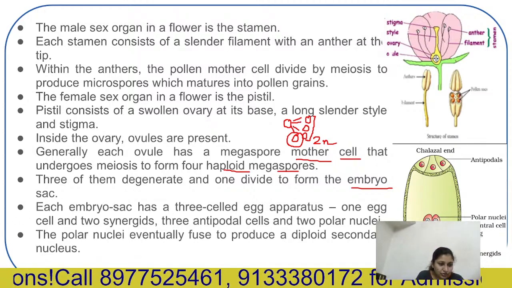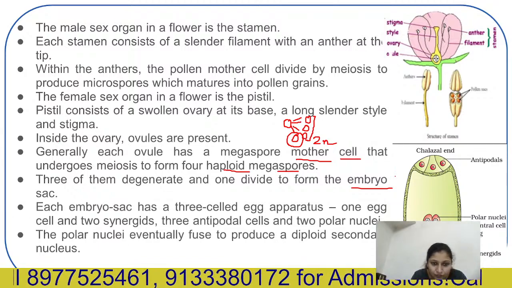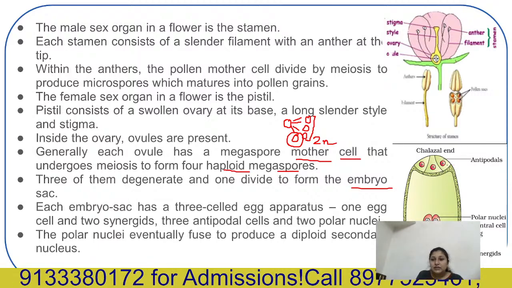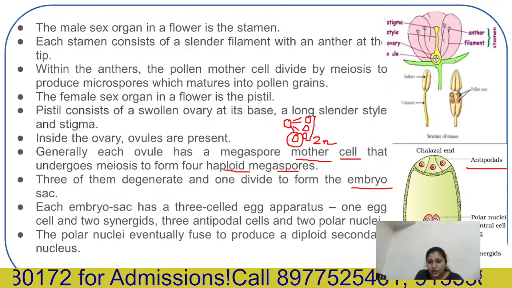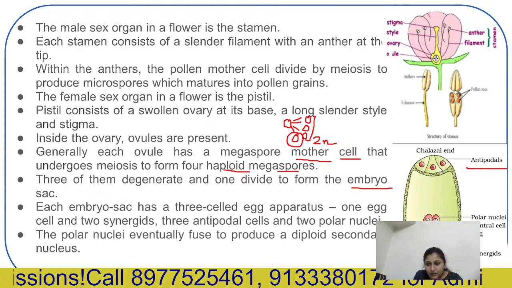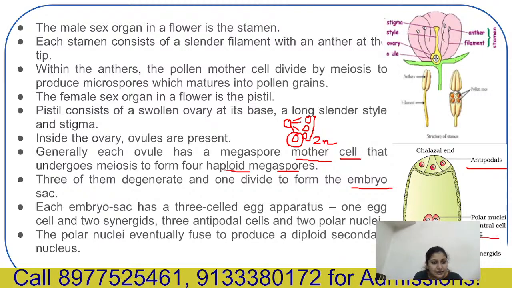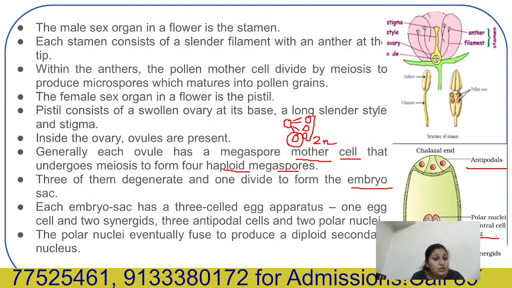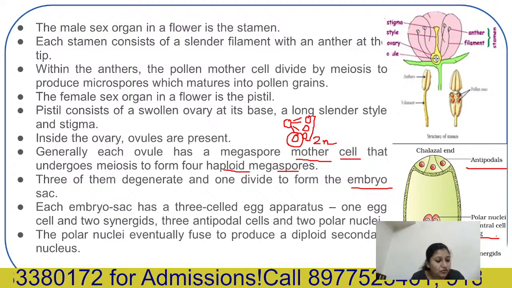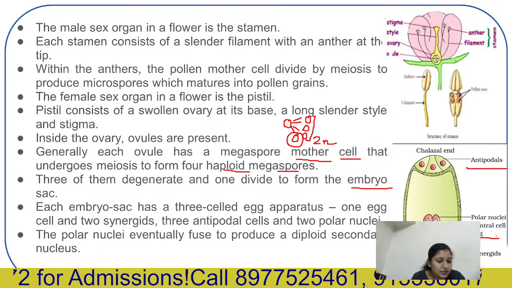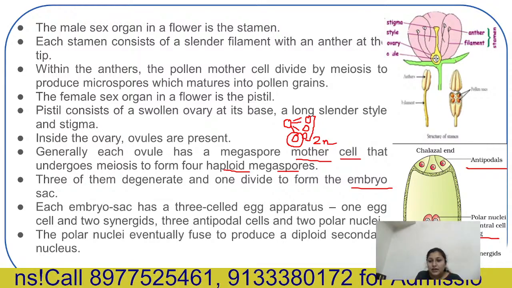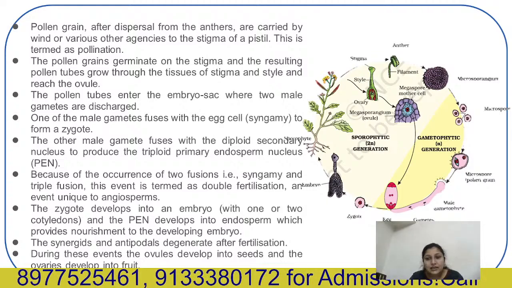I am showing you along with the diagram. These are the 3 antipodal cells, 2 synergids, and 1 egg cell. The polar nuclei eventually fuse to produce the diploid secondary nucleus. See, this is the polar nuclei, which will give rise to the diploid secondary nucleus.